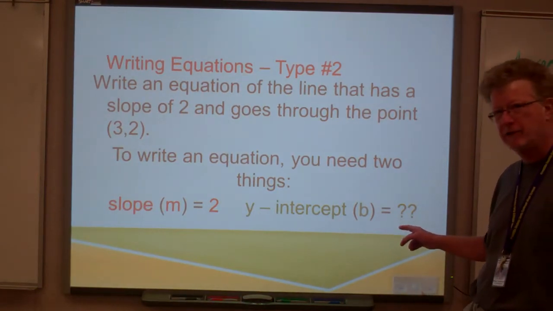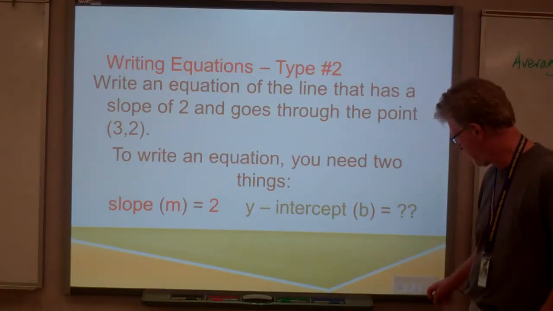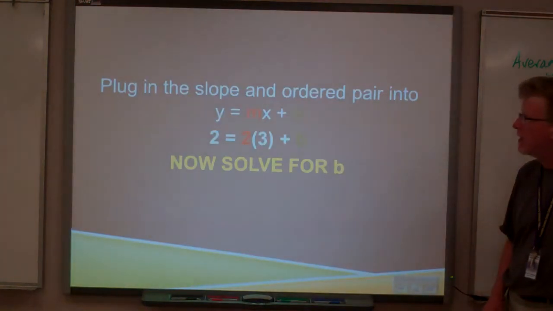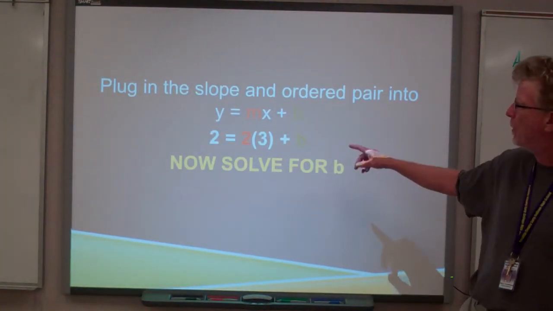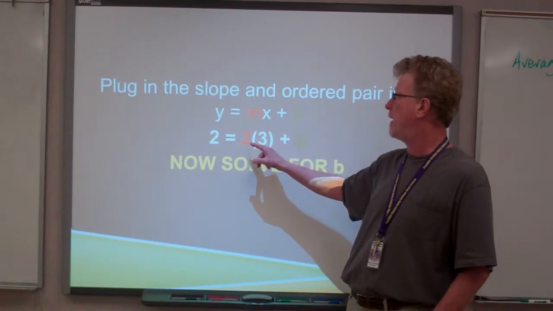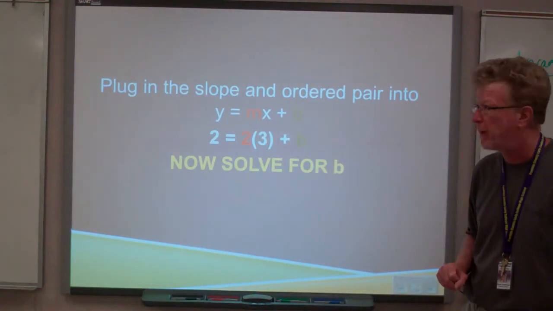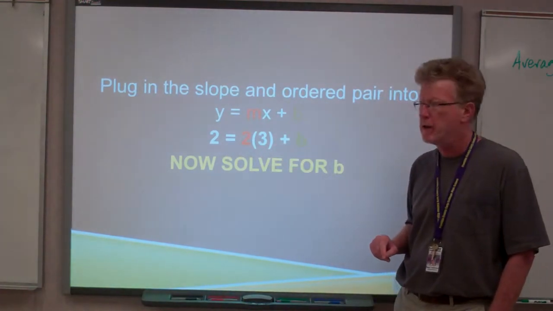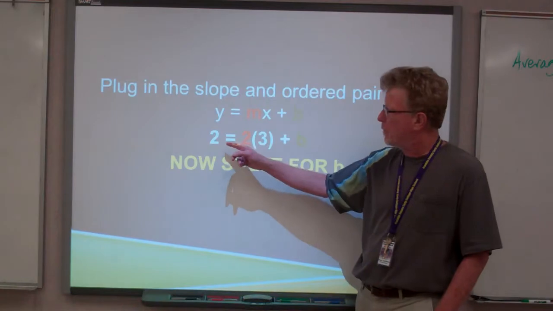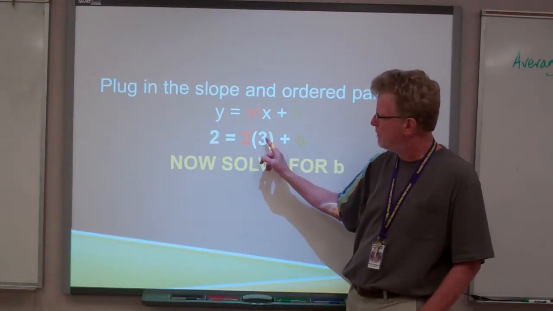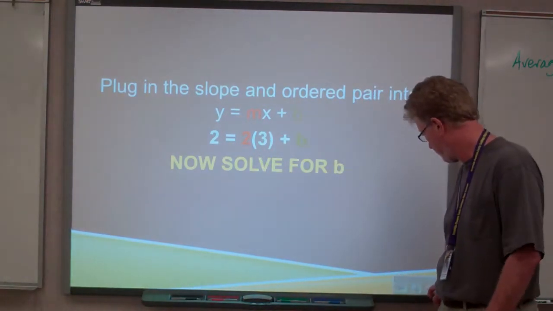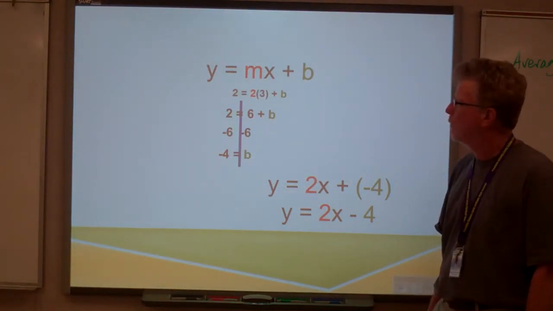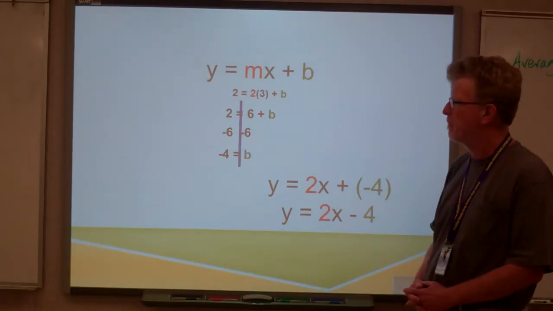Oh my gosh, I guess we can't solve this one. Okay, let's see what we're going to do here. We have to actually find the y-intercept. And the way we're going to do that is we're going to plug the slope in to its spot. And we're going to take the coordinate pair that's provided and plug them into their locations and then solve for b. So our 2 is our slope. Our coordinate pair was 3, 2. So we have the 3 here and the 2 here.